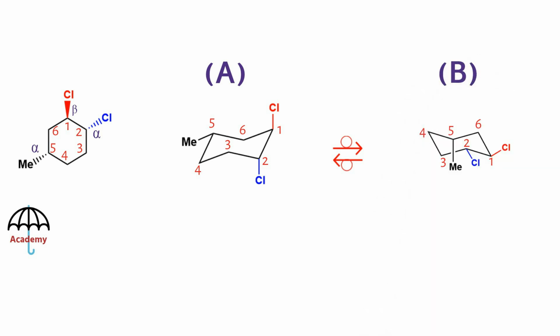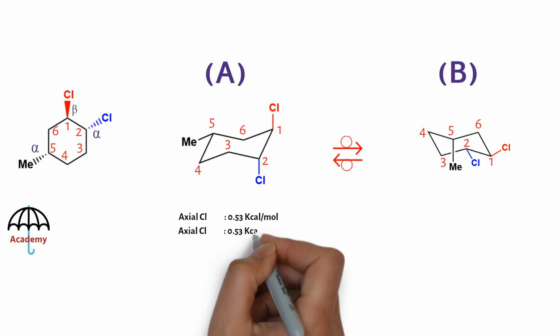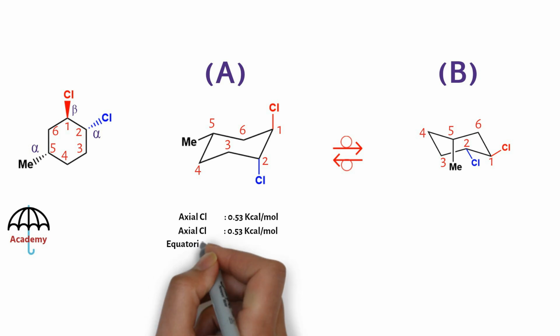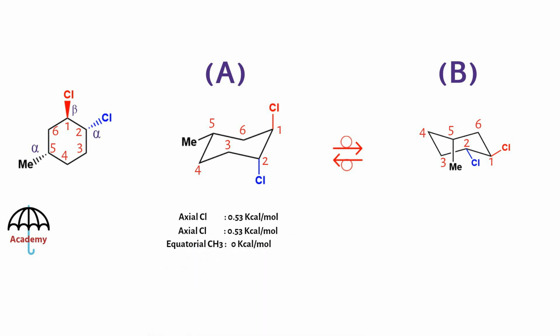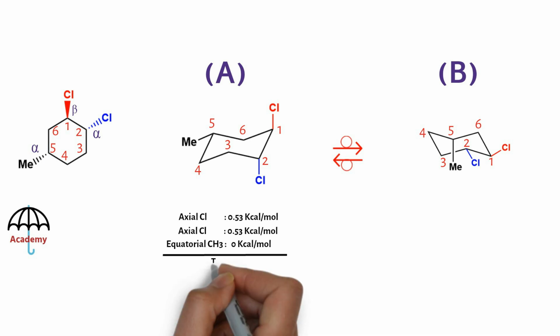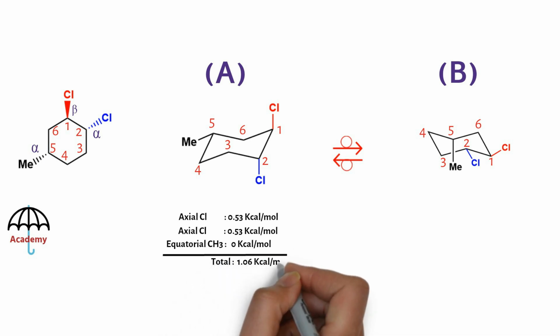In the conformer A, each axial chlorine contributes 0.53 kilocalories per mole torsional strain. Equatorial methyl does not contribute to torsional strain. Thus, the total torsional strain in this conformer is 1.06 kilocalories per mole.